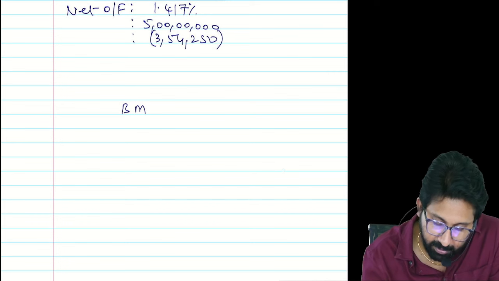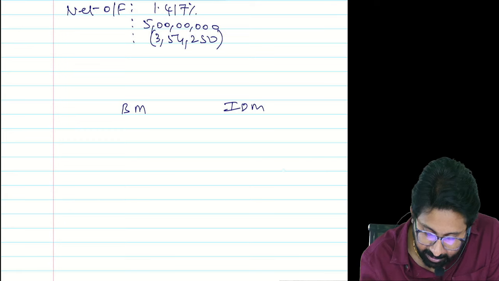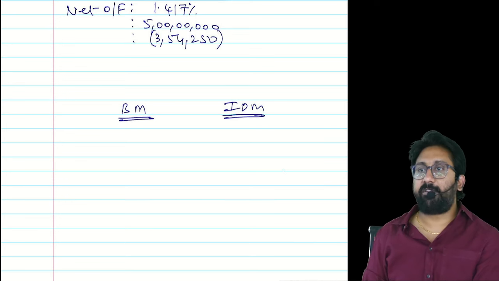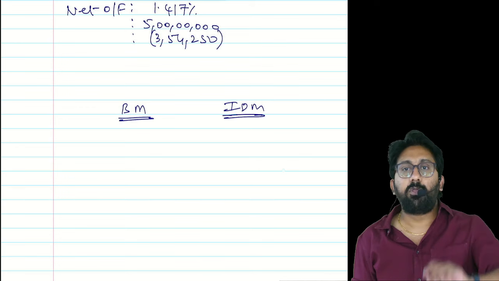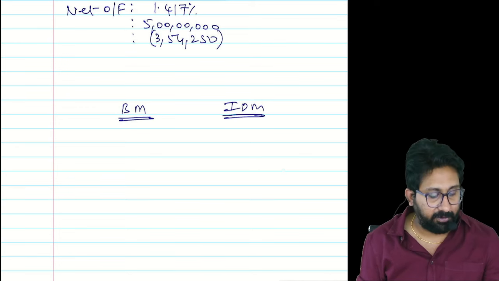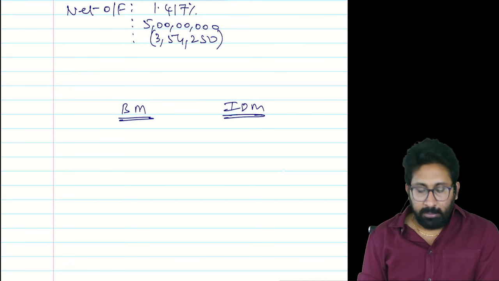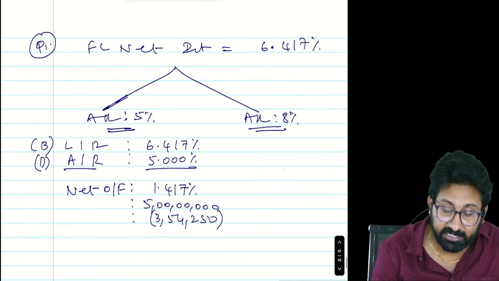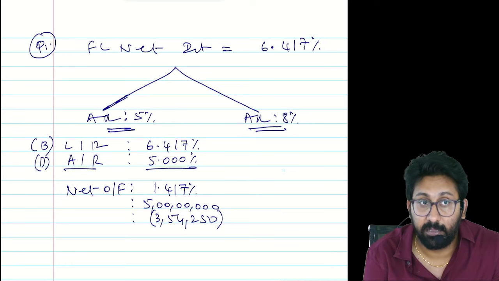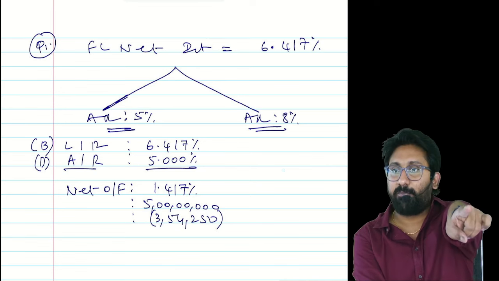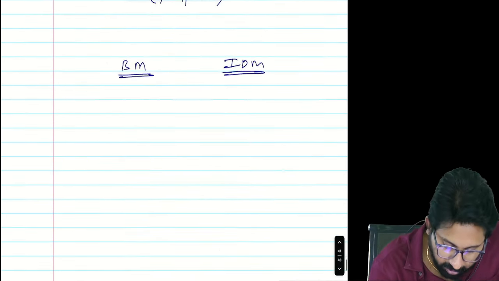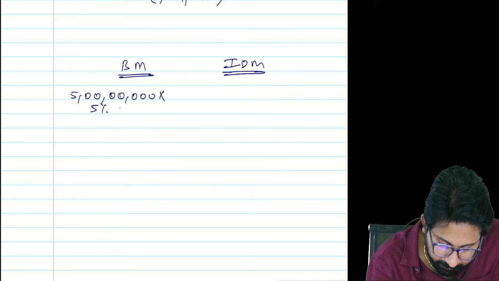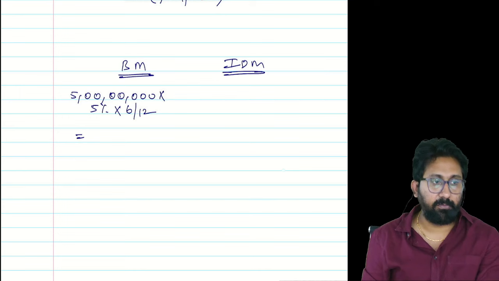Bank market, interest derivative market. You went for borrowing today, after 2 months. At that time, interest rates are falling or rising? That means it is an advantage from the banker side. Correct or not? That means you wanted to borrow how much? At what rate? For how many months? Tell the value.